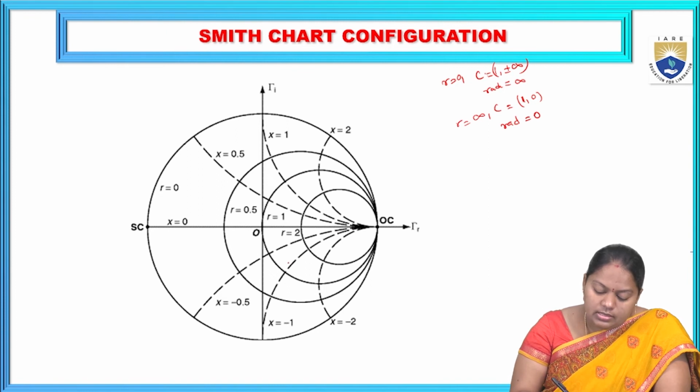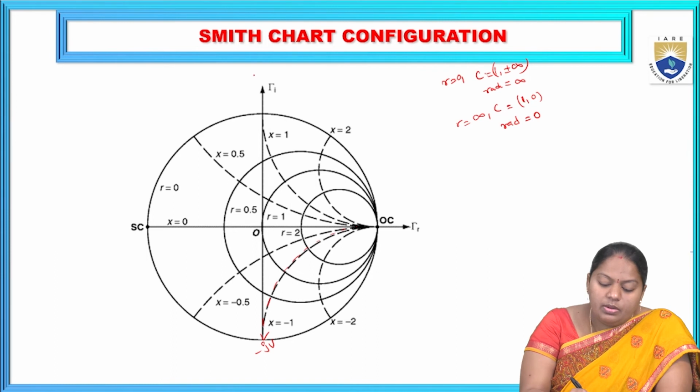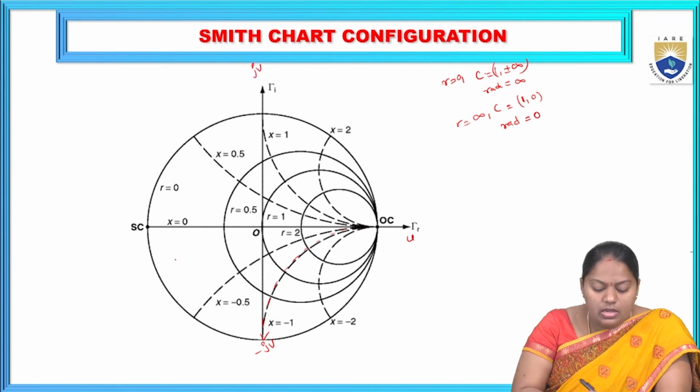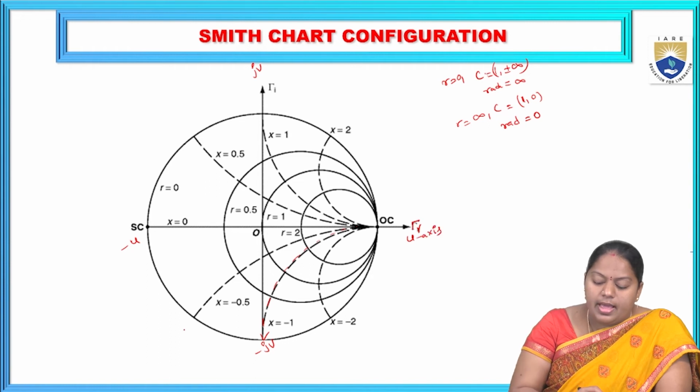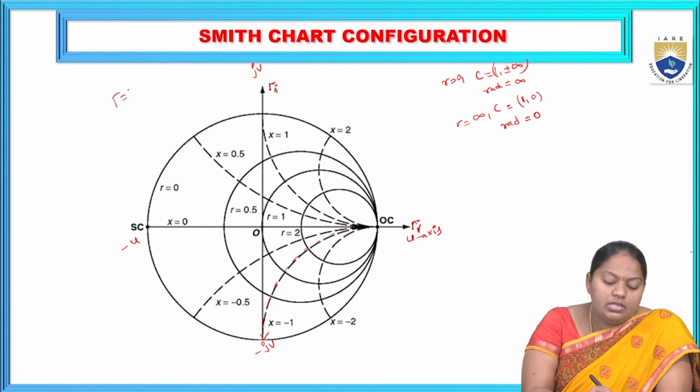See, for x equal to minus 1, this is the axis, minus jv here and plus jv here, this is u, and this is minus u. The real part of the reflection coefficient plane is represented with gamma r, or sometimes the u axis, and this is gamma i, the imaginary part. Generally we consider gamma equal to u plus jv, or gamma r plus j into gamma i.